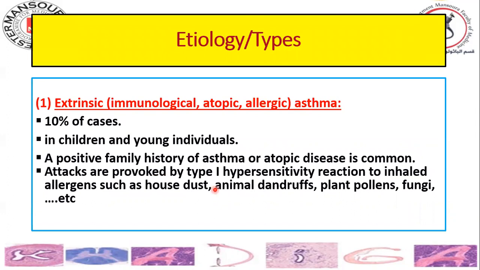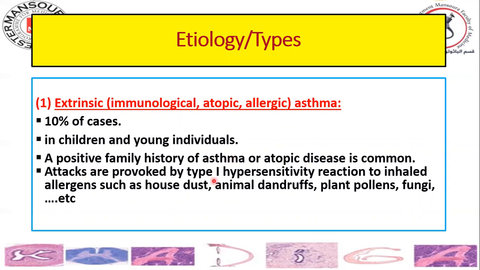Bronchial asthma is classified according to the etiology into two types, either extrinsic or intrinsic asthma. Extrinsic asthma we call the allergic, the immunologic, or the atopic asthma. It represents about 10% of the cases. It is more common in children and young individuals. This type of asthma is associated with a positive family history of asthma or allergic disease.